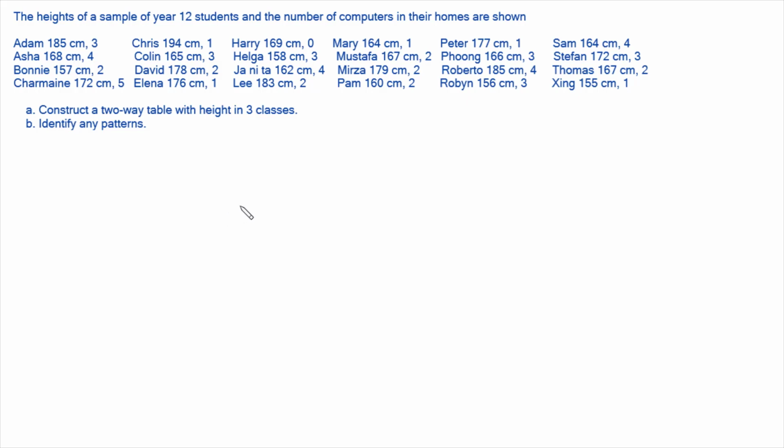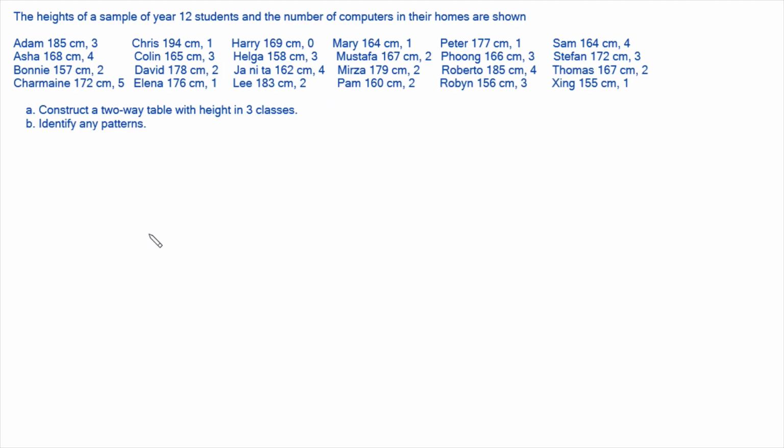Hi, in this video I'm looking at this question where we're asked to construct a two-way table of this data here, which contains the heights and number of computers that different Year 12 students have in their home. And so to make this two-way table, we have our two pieces of information. We have their height and we have how many computers that they have in their house.